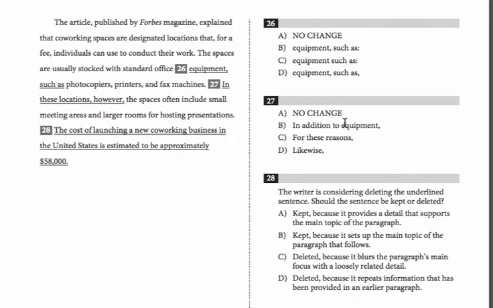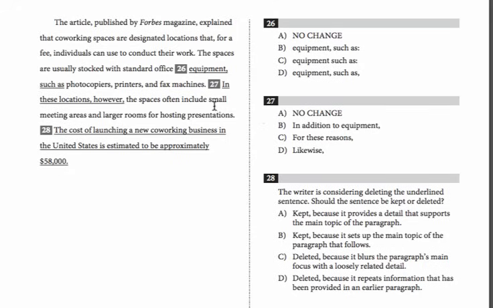It's dead. 27. In these locations, however, the spaces often include small meeting areas and larger rooms for hosting presentations. All right, immediately I see a weird thing here. Why is however there? However is supposed to be a contradiction. It goes against something said earlier. How does having small meeting areas and larger rooms for hosting presentations go against office equipment? That makes no sense. I'm automatically going to kill A, right?